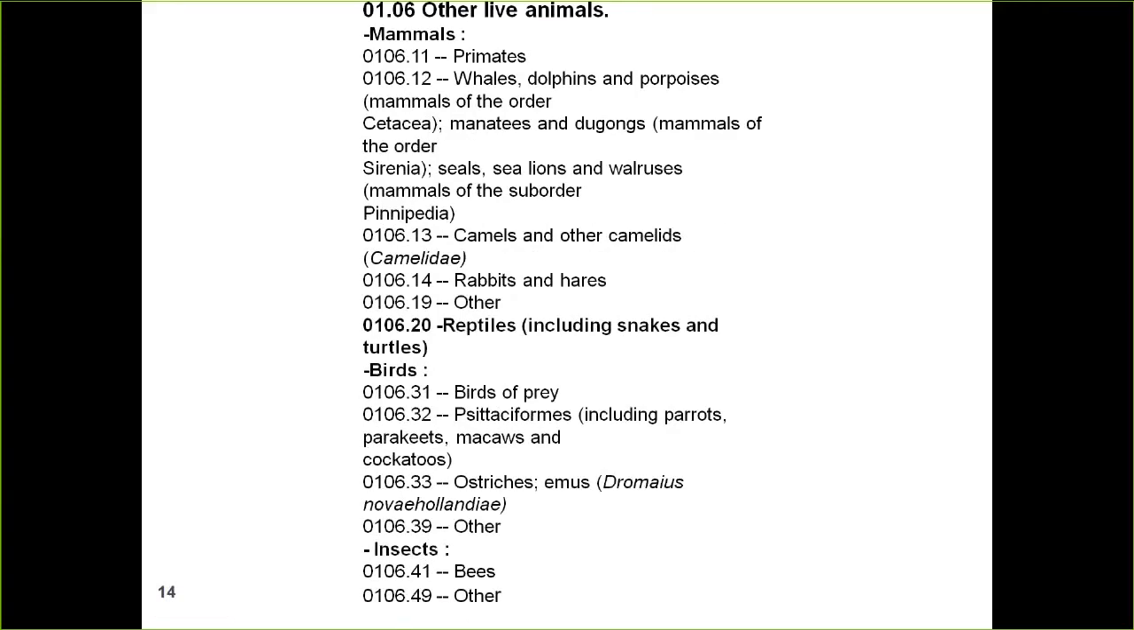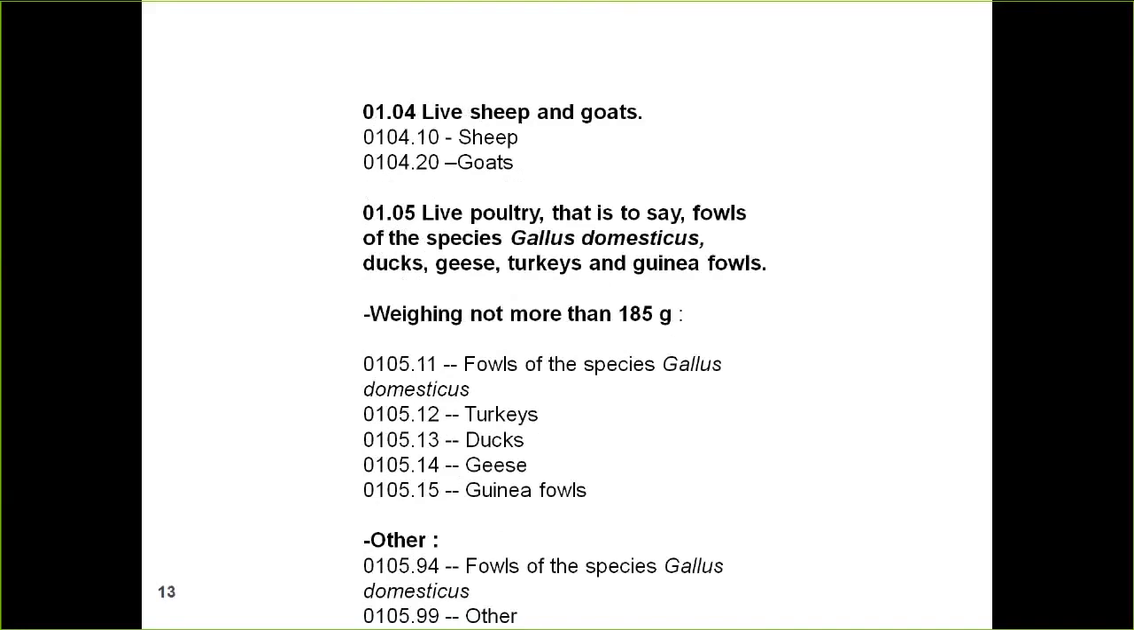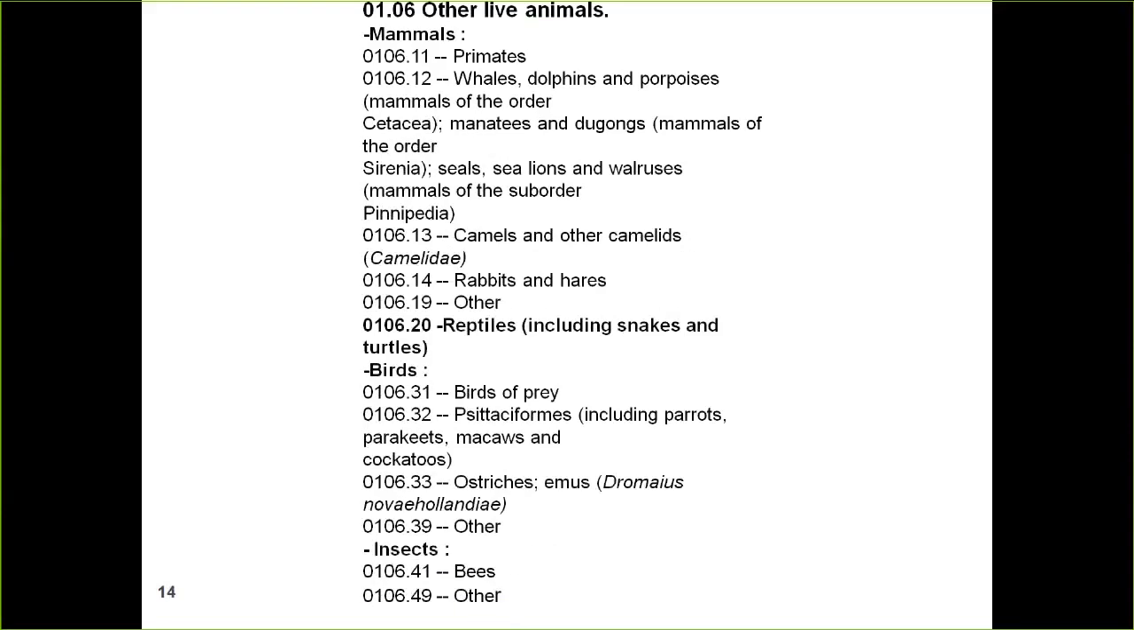Other live animals. Now notice in 0105, we have live poultry. We started off with the horses and asses. We moved on to the bovine animals. We looked at the third category, 0103, which dealt with swine. 0104 deals with sheep and goats. 0105 deals with live poultry. Of course, the meat of those animals is in chapter 2, not in chapter 1. We are only dealing with live animals here. And then the last heading is 0106, which deals with all other live animals.